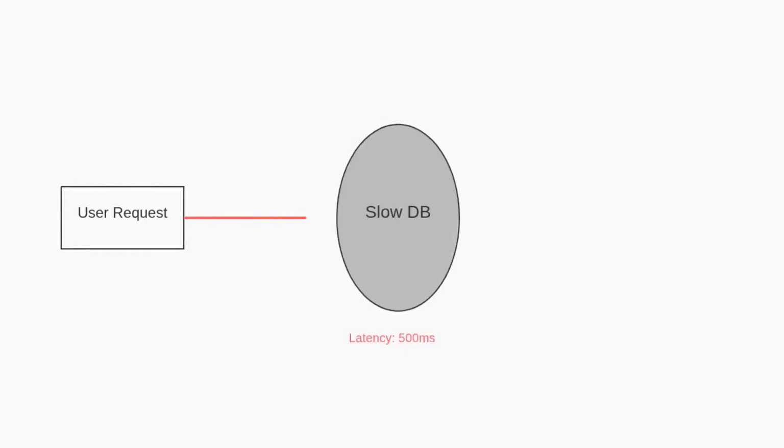We often think of caching as just putting Redis in front of a SQL database, but if you don't understand the why behind the how, you're just creating a more expensive way to serve stale data. In this video, we will break down the fundamental patterns, the common pitfalls like the thundering herd, and the architectural decisions that separate junior devs from senior engineers. Let's get started by looking at the bottleneck.